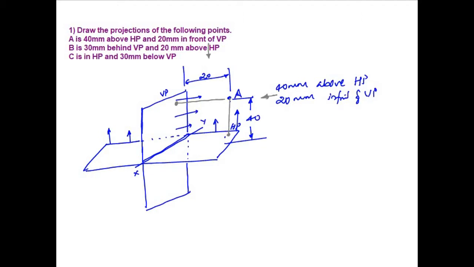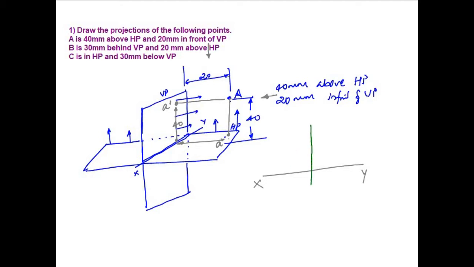This distance is 40 mm, so obviously from the XY line this distance will be 40 mm. This distance also will be 40 mm, and this distance is 20 mm as shown here. So this is my A dash, A with a prime, and this is my A. Always remember, the front view will be indicated with a prime, a small letter with a prime. Now I am drawing the projections. You need not draw any rectangular boxes here. You can directly draw the XY line and then draw the projection.